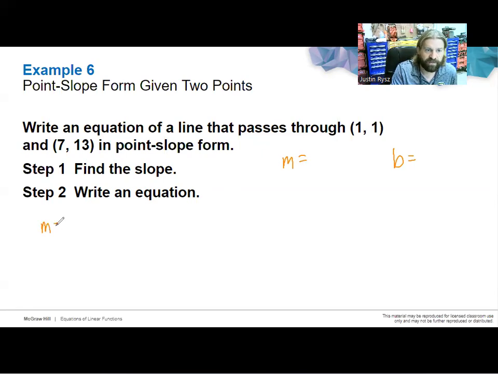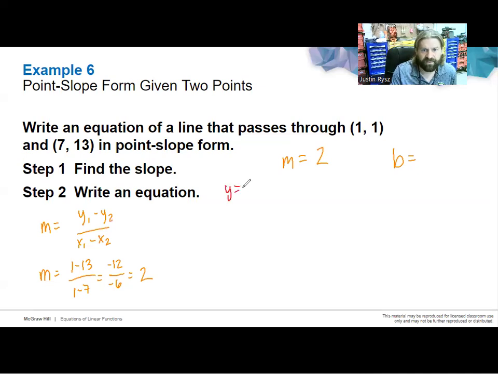We don't know m, but we can do y1 minus y2 over x1 minus x2. So we can take the y's, I got 1 and 13, 1 minus 13, and take our x's, 1 and 7, subtract them. All right, so we get a -12 over a -6. That reduces to 2. So that's what m is.